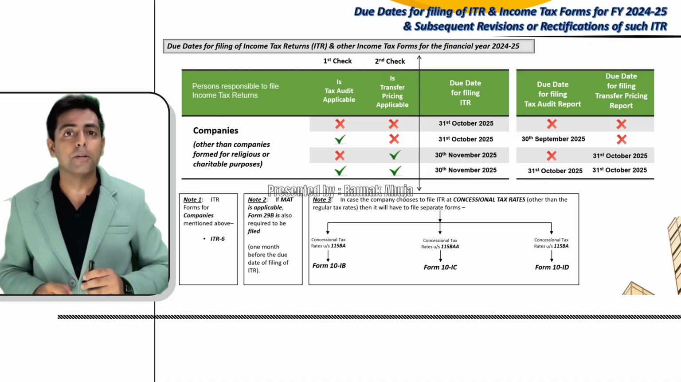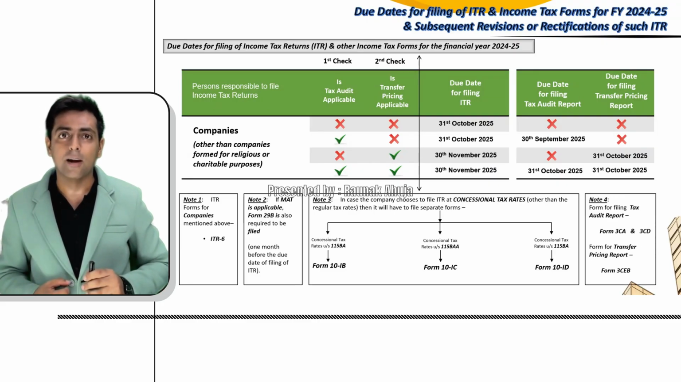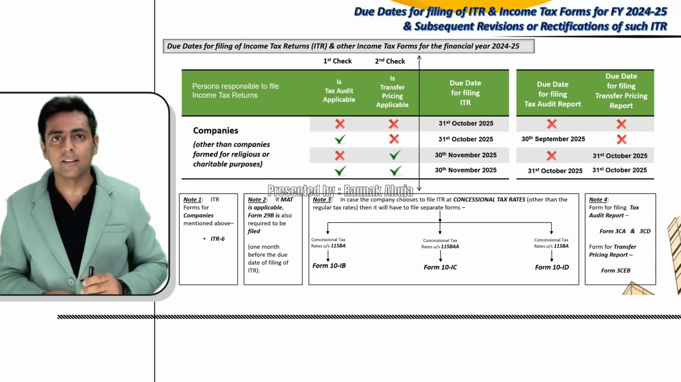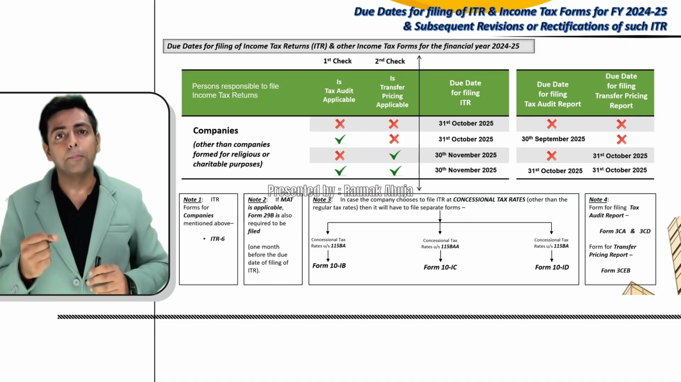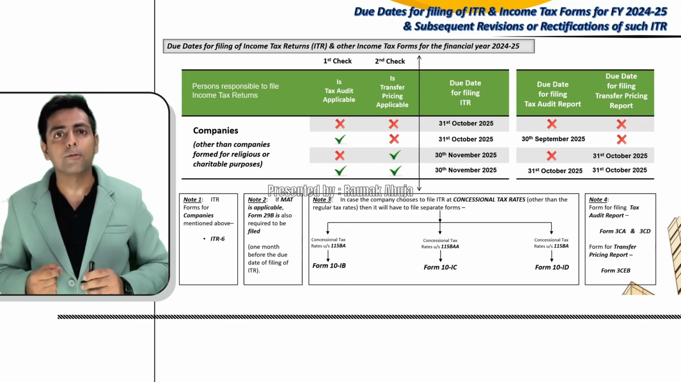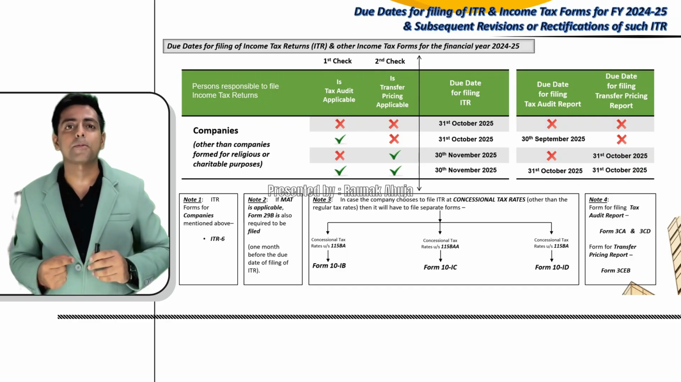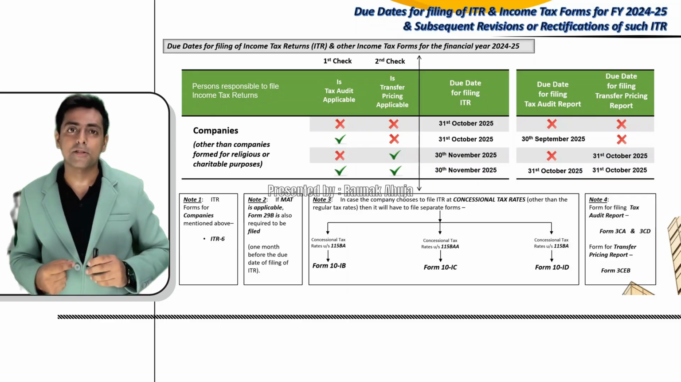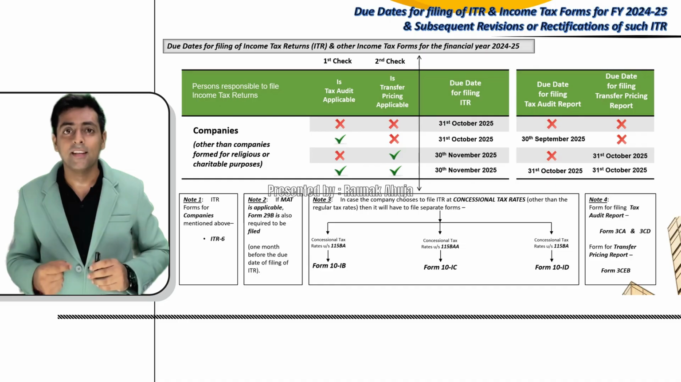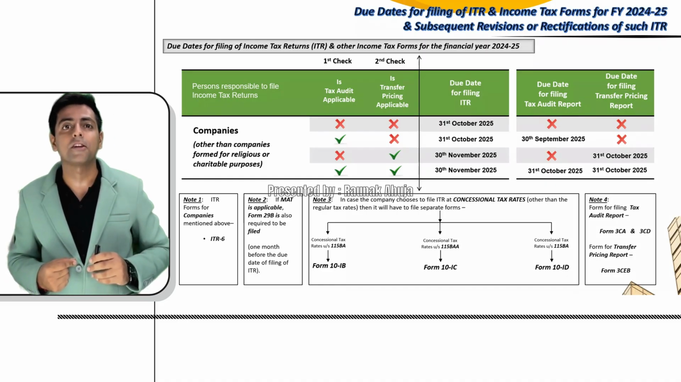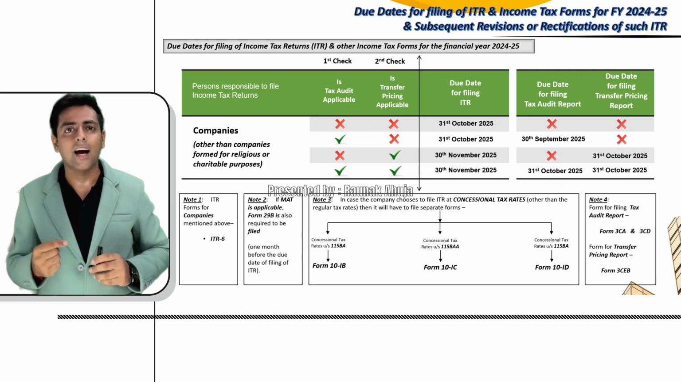Now, where the companies want to opt for concessional rate of taxes, then in such a case, they'll have to file a separate form for that. Say for example, if it chooses section 115BA, then in such a case, it will have to file Form 10IB. In case it chooses concessional rates as per section 115BAA, then it will have to file a form called 10IC. In case it wants to opt for concessional rates as per section 115BAB, then it will have to file Form 10ID.